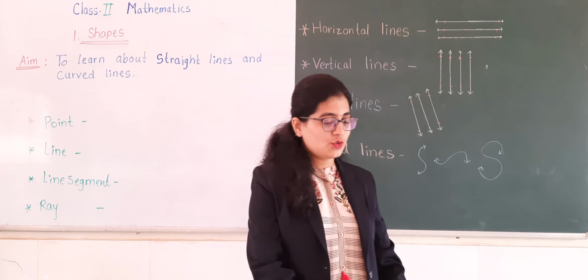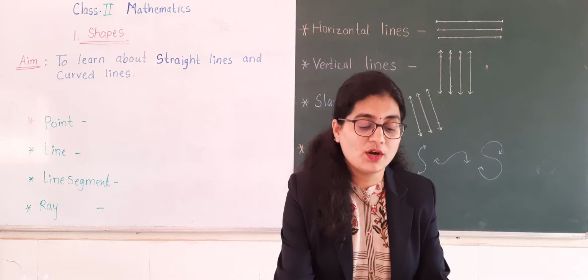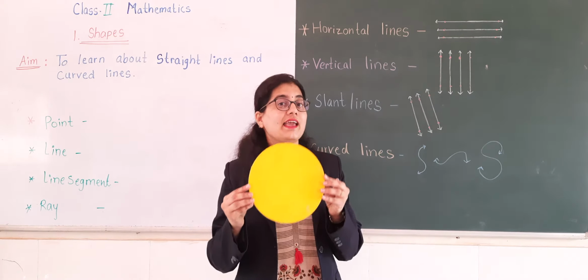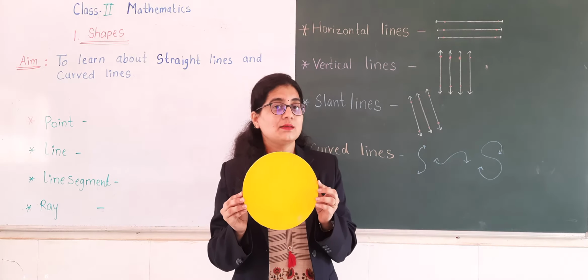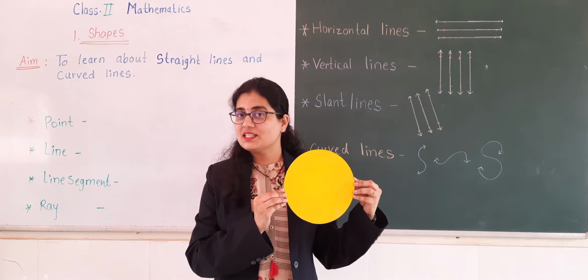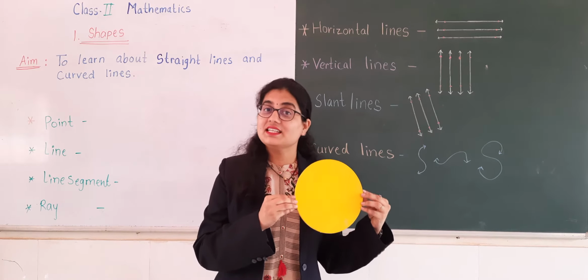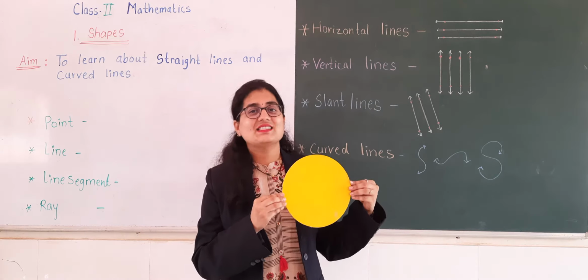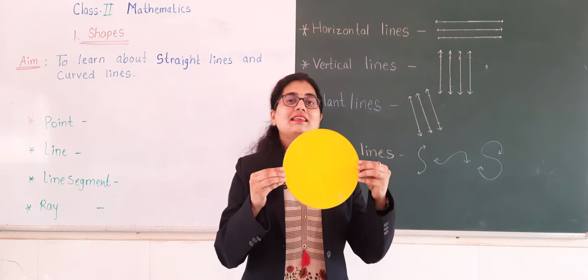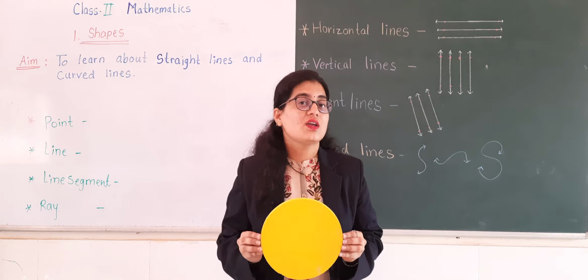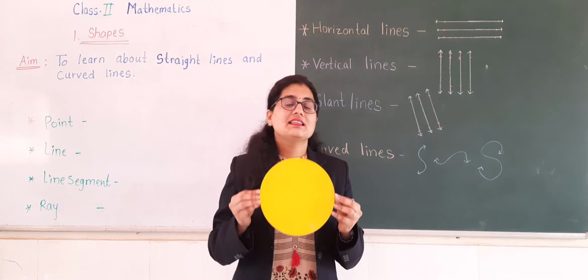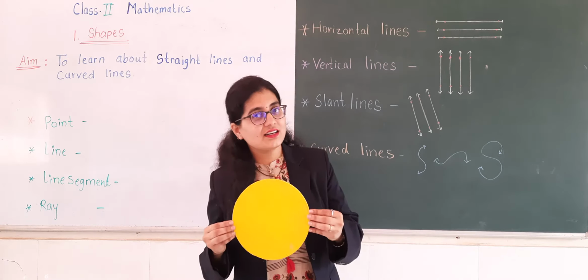Now, I'm going to show you one more shape. Guess, which shape is this? What is the name of this shape? Do you know, my dear children? Yes, very good. This is a circle. Which shape is this? This is a circle.